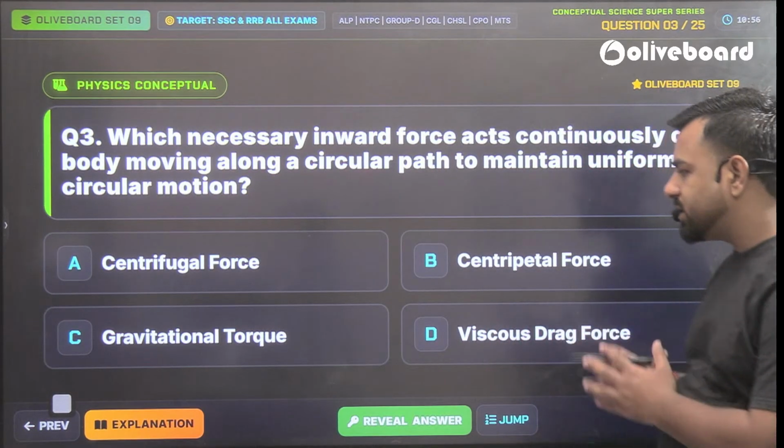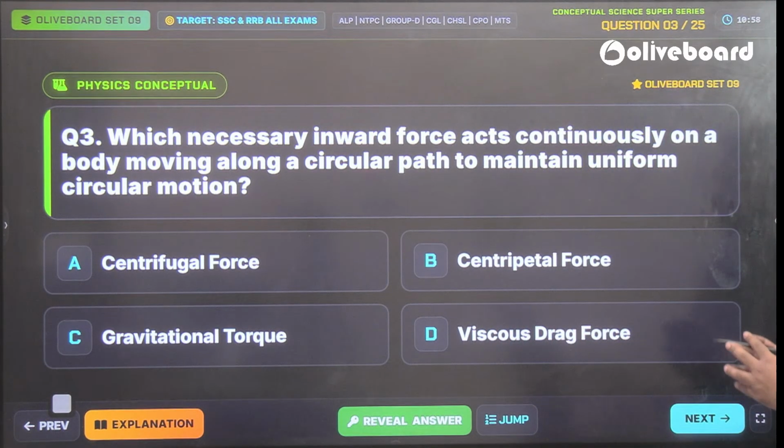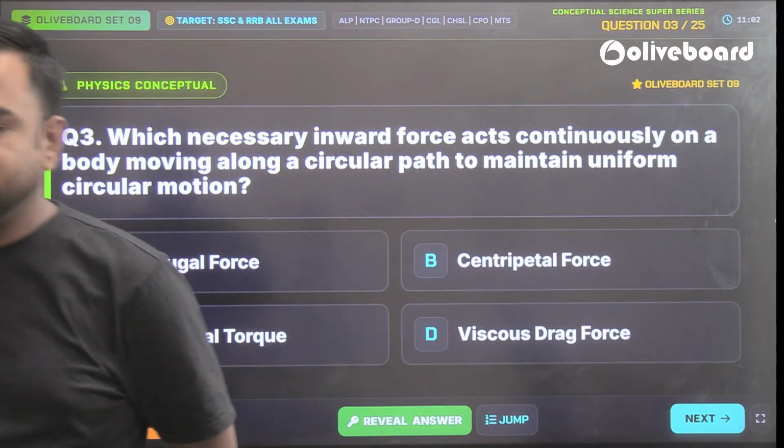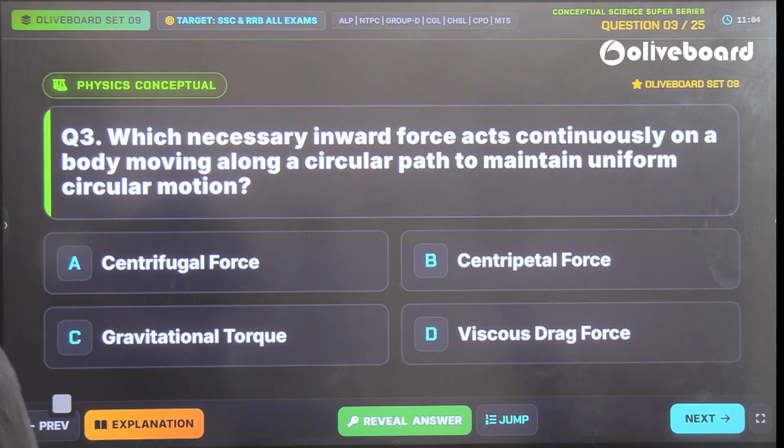Is it gravitational torque? Is it centripetal force, or is it viscous drag force? So you have four options. Answer please.